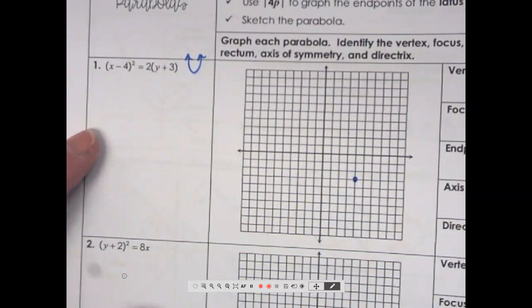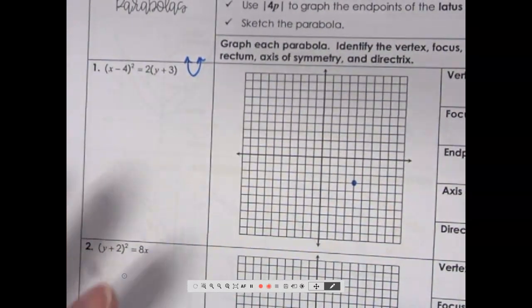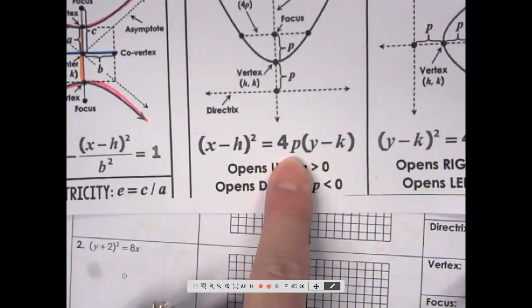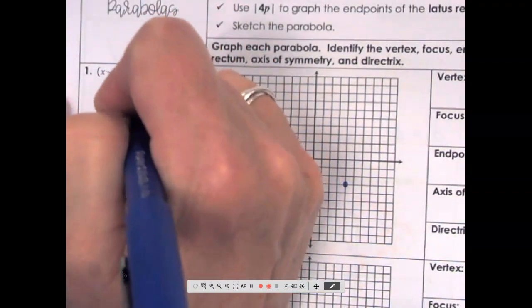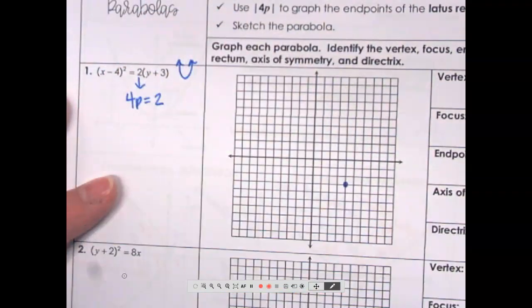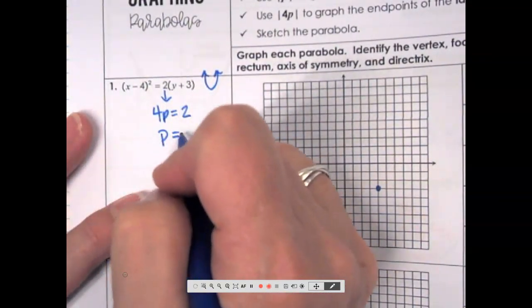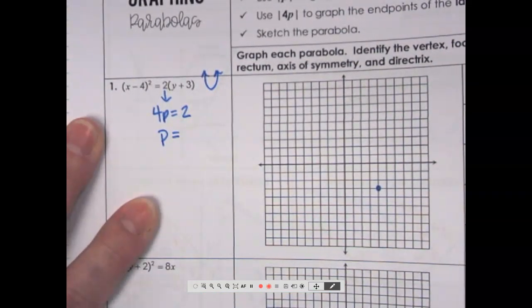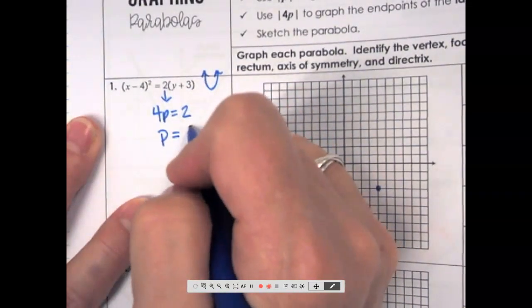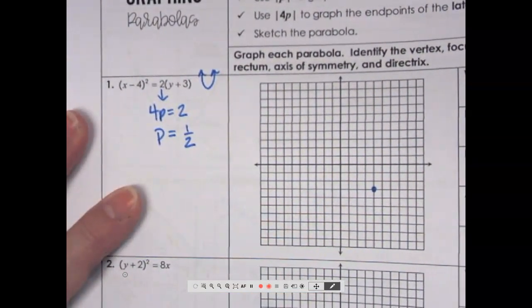So the next thing that I would want to find is this value of p. Looking at that equation, whatever the coefficient out there is, that's 4p. So this number right here is 4p. Well, what is p? 1/2. Yes, I know. Your brain wants to make it 2, doesn't it?